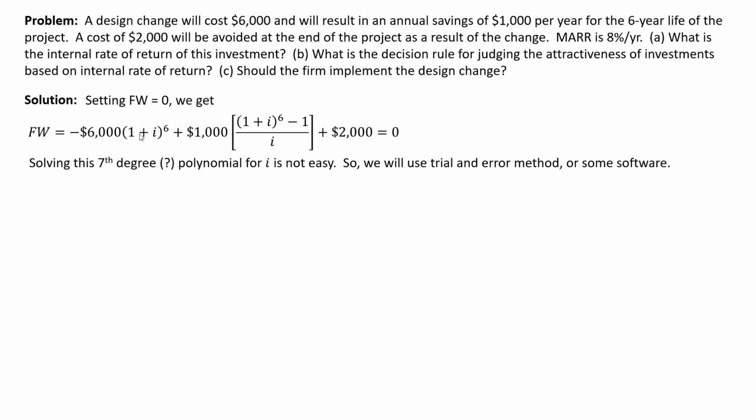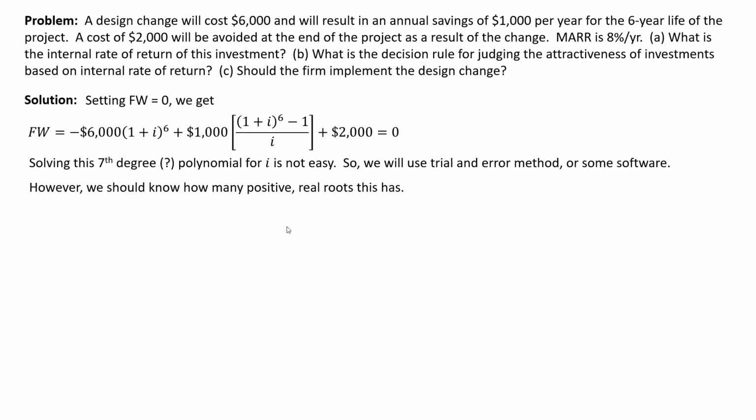What? I thought I see only 1 plus I to the 6, man. Why are you saying this is a seventh degree polynomial? So I need to answer that question, and I certainly will. Solving the seventh degree polynomial for I is not easy. Not easy. I'm sure you agree with me. So we'll use trial and error method or some software. I think I'd rather go and use some software for this.